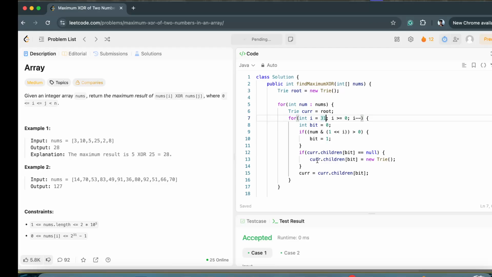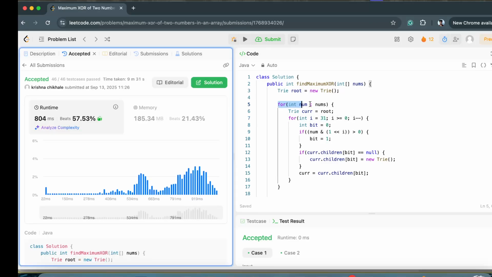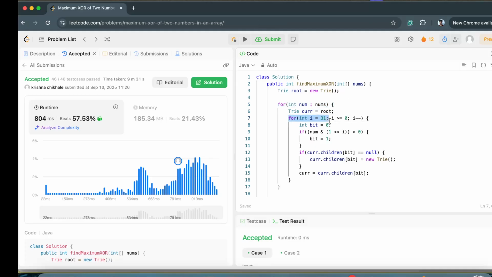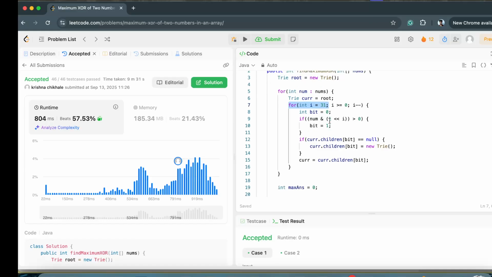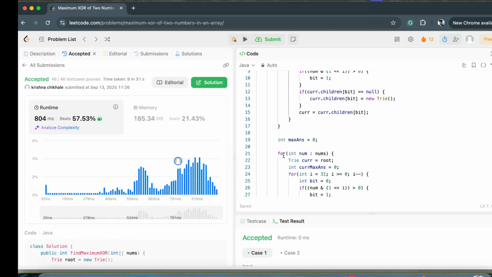Talking about the complexity now, here the first for loop is running n times, if we have n numbers, and the second for loop is running 31 times, so it is n cross 31. Those many times only we are running it. Similarly here also, the first for loop runs n times and the second for loop runs a constant, 31 times. So obviously the complexity is going to be n cross 31.